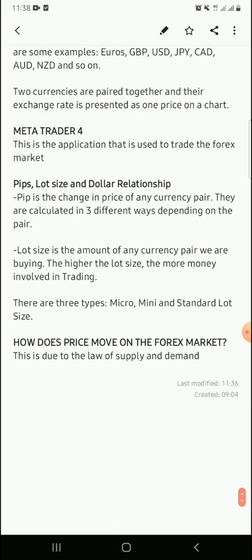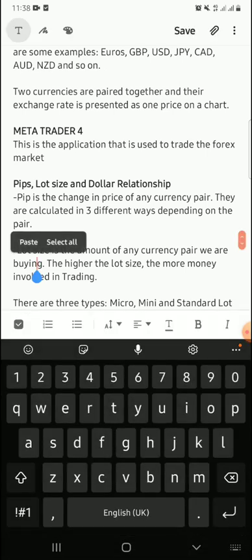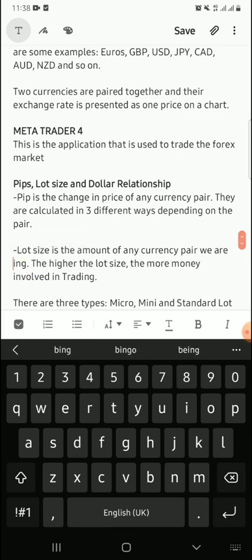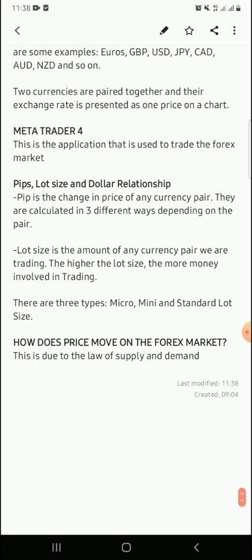Now the second thing we'll be looking at is lot size. The lot size is simply the amount of any currency pair we are trading. The higher the lot size, the more money involved in trading, and the lower the lot size, the less money involved in trading. There are three types: micro, mini, and standard lot size.